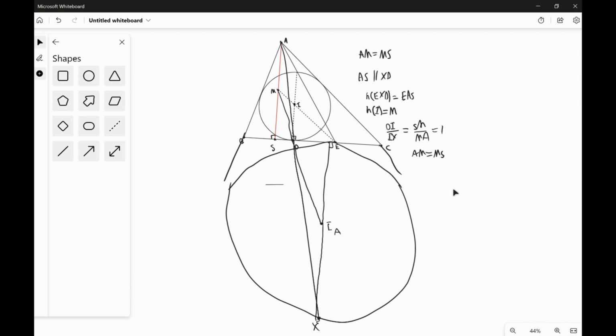And the key thing to realize is that AS is parallel to EX, so that DAS and DXE are homothetic. And since M is the midpoint of AS and EX, and IA is the midpoint of EX, then MIA passes through D. So that means that IAD and IE intersect at the point M, which is the midpoint of the altitude. This is a really cool result.